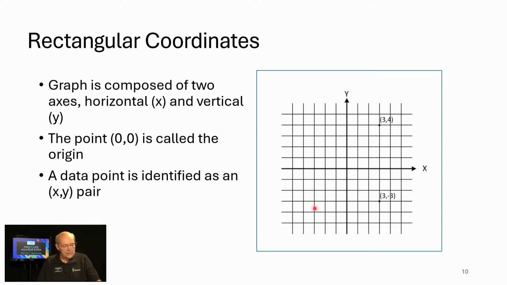So a little bit more on rectangular coordinates. We've got two axes, the x-axis and the y-axis. Point 0, 0 is called the origin. It's right in the middle. And then a data point is identified as an x-y pair. So for x, we're going to go over 3: 1, 2, 3, and go up 4: 2, 3, 4. That's the pair 3, 4. Also called Cartesian coordinates, if you remember that from high school. And in our case, we're going to be plotting resistance on the x-axis versus reactance on the y-axis.